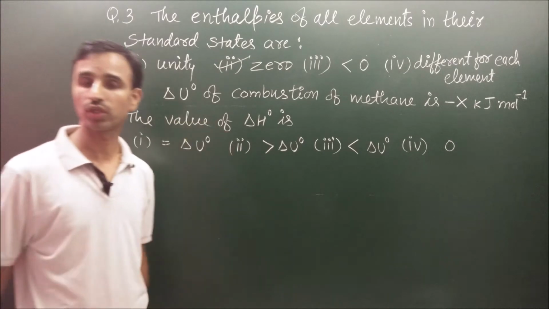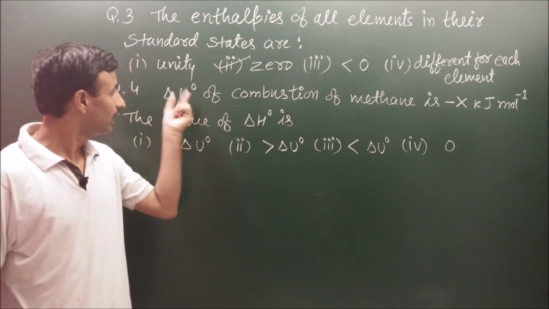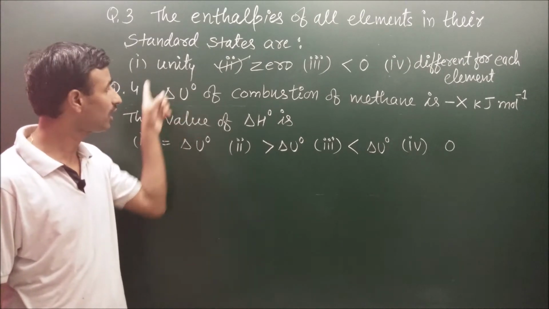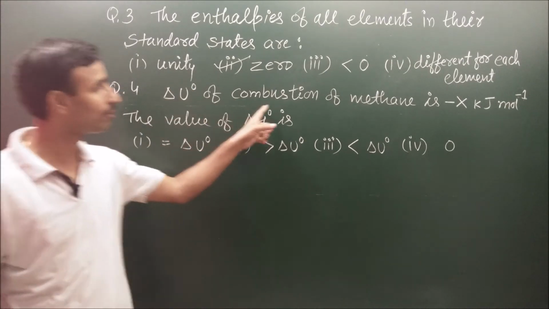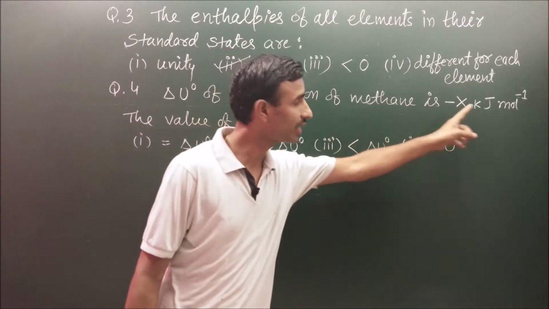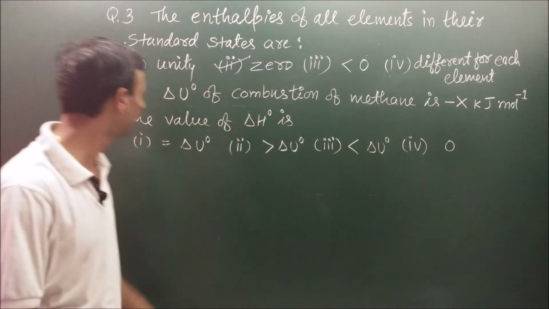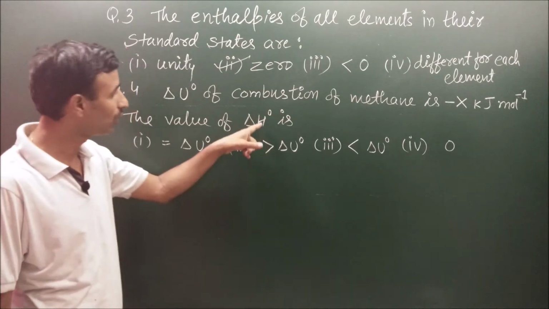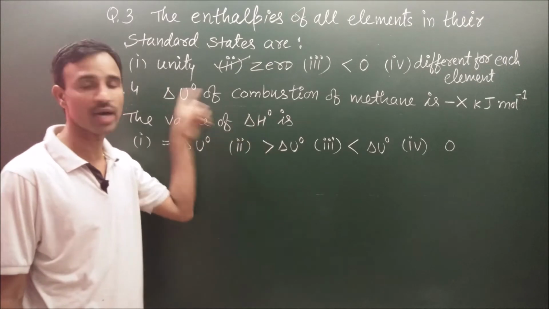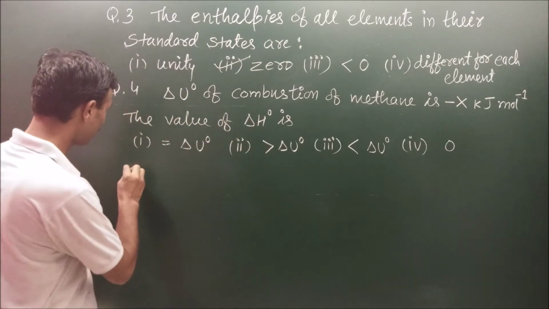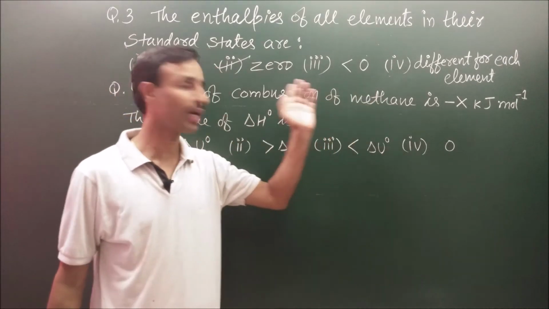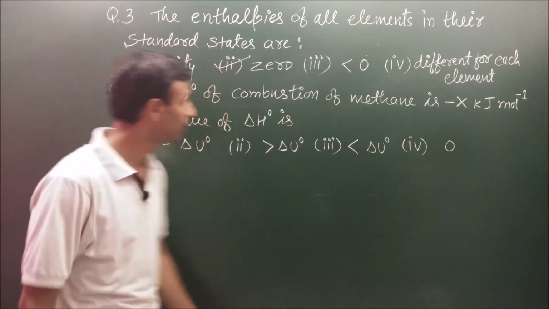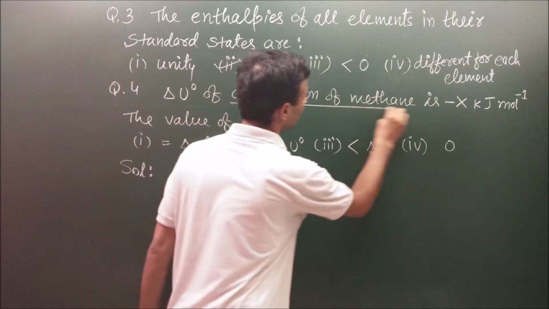Now come to the question number 4. This knot represents standard internal energy change of combustion of methane is minus x kilojoule per mole. So what is the value of delta H naught? Means how delta H naught and delta U naught are related. So see, whenever we have a question like this, first of all write the equation. Now, combustion of methane.